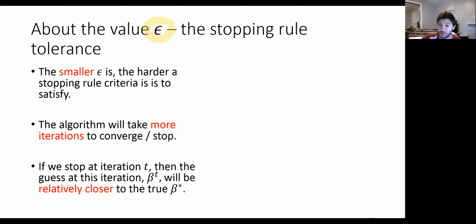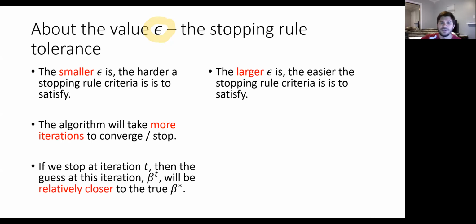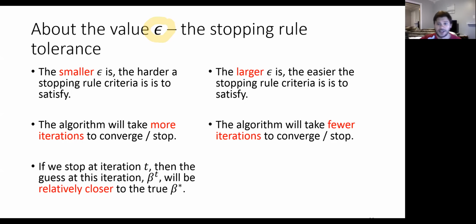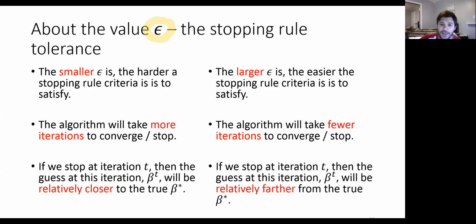We've moved closer. If epsilon is larger, then it is easier for us to satisfy the stopping rule criteria, and that's not necessarily a good thing. The positive is that the algorithm will take fewer iterations to stop because we're not requiring things to move closer together. The epsilon allows them to be a little bit farther apart. And if we stop too early, then our estimated parameter beta t at iteration t will be relatively farther from the actual true value.